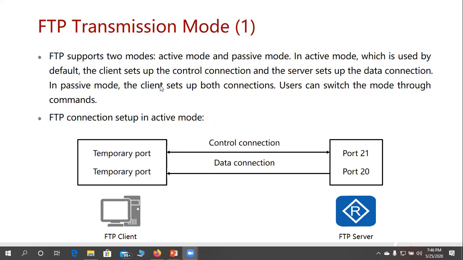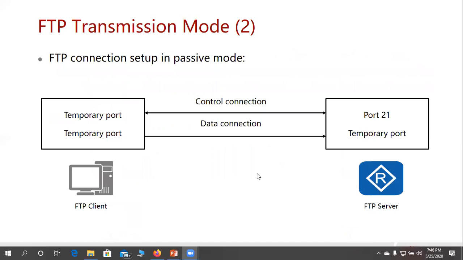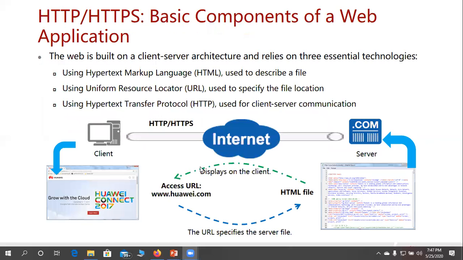In the passive mode, the client does both, setting up the control connection and the data connection. So you can see here, in the active mode, port 21 is used for control connection, and then port 20 is used for data connection. This is the passive mode, where port 21, of course, will be used to establish the control connection, and then there's going to be a temporary port, which is going to be used for data connection.